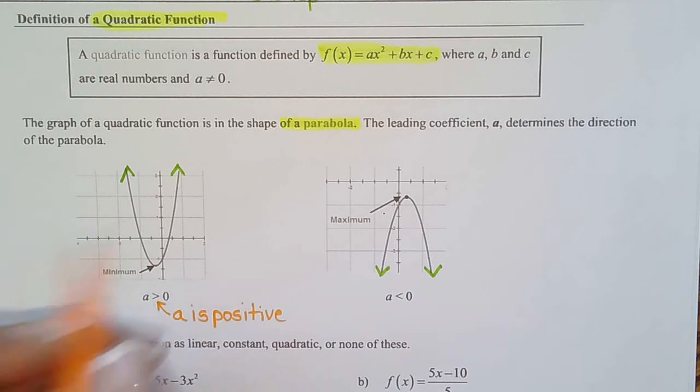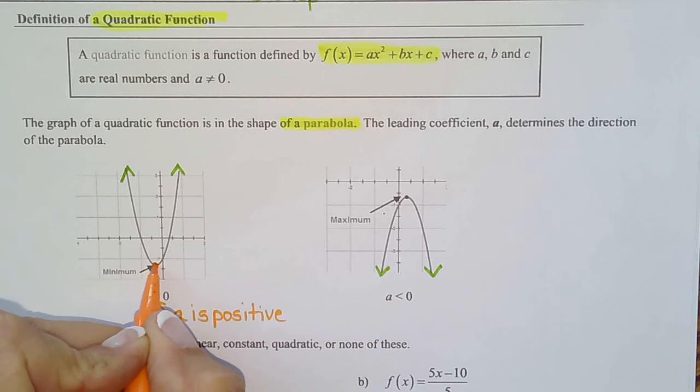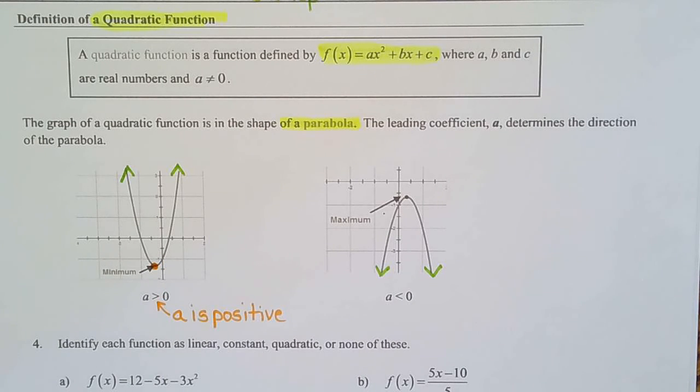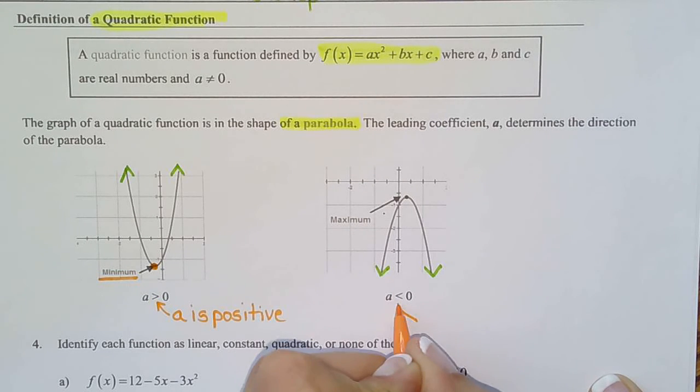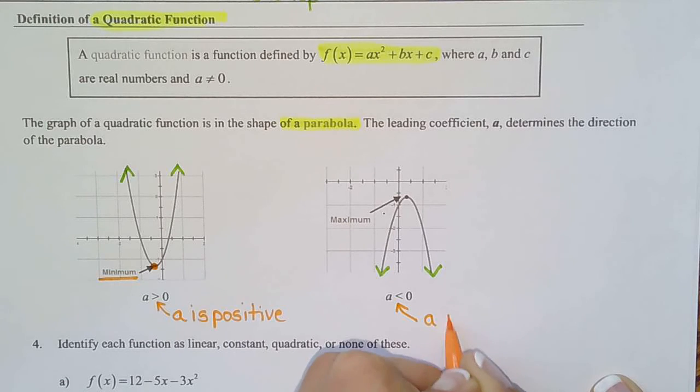And we call this point here, which we're going to learn later on, the vertex, and it's going to be the lowest point on the graph. So we call it the minimum. And we learn all this. We have a whole chapter on parabolas coming up. This is just kind of introducing you. If A is negative, that means less than 0.